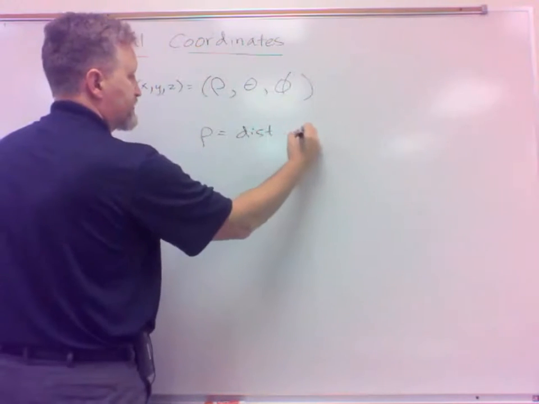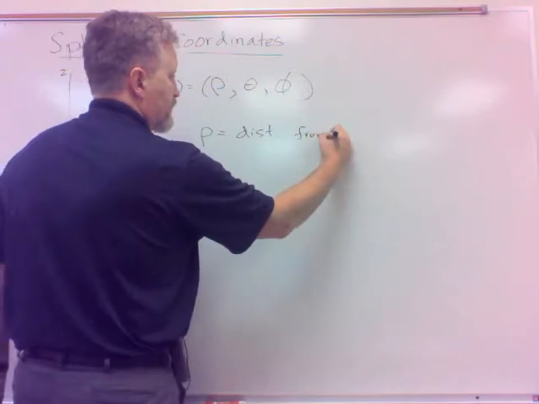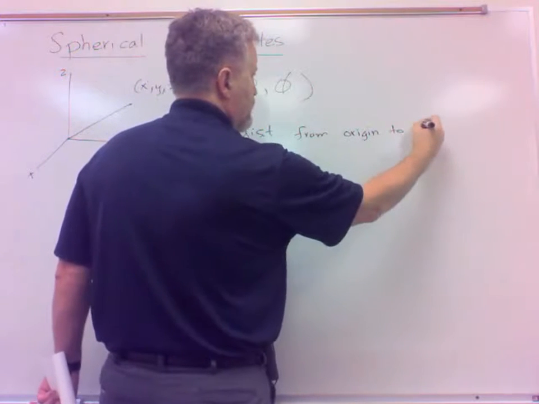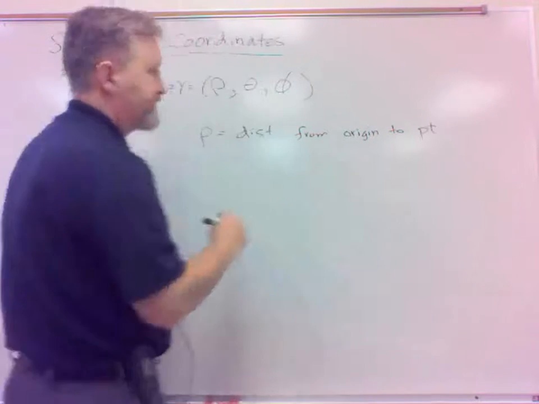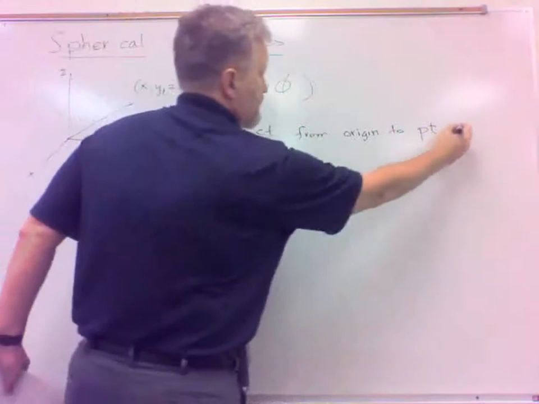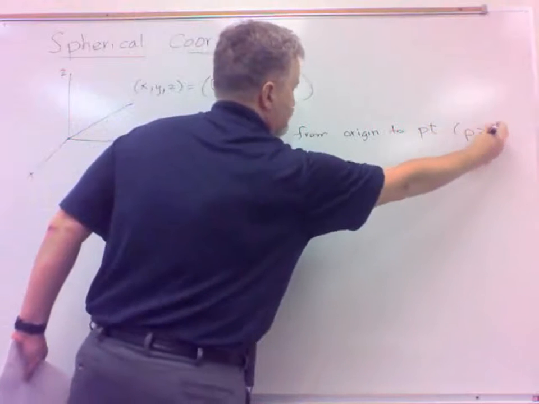Rho is just the distance from the origin to our point, straight to it there. And for obvious reasons, rho has to be greater than or equal to 0.